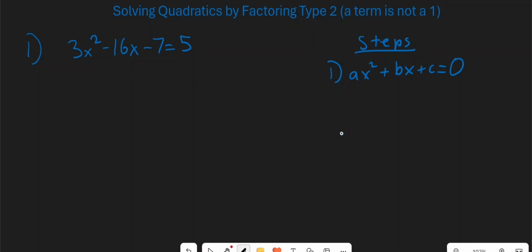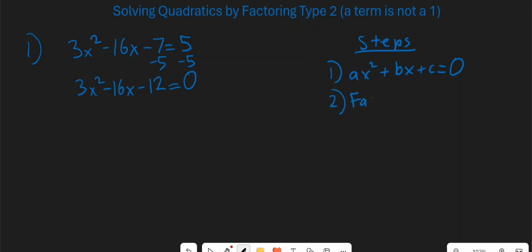So to get that form for number 1, where you want to get rid of the 5, the inverse would be to take away 5 on both sides, and that gives you a 0 on the right. We have on the left 3x squared minus 16x, and then negative 7 minus 5 gives you a negative 12. Once we have that form, step 2 would be to factor.